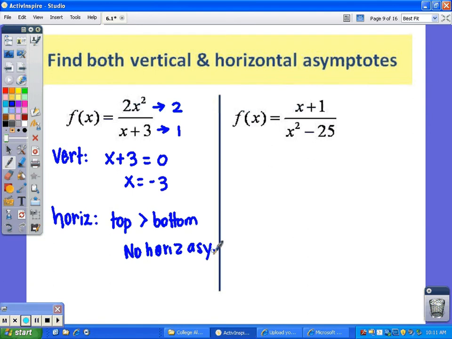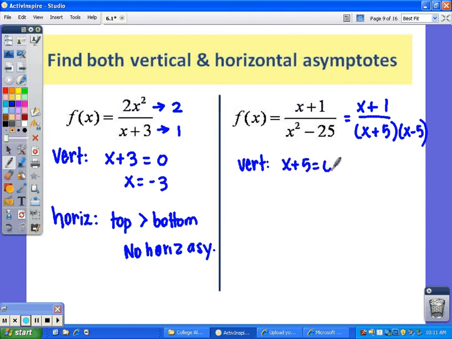On this next one, the denominator can factor as x plus 5, x minus 5, but nothing will cancel. So to find our vertical asymptote, we can take each factor, set it equal to 0, and solve. So we get 2 vertical asymptotes at -5 and at 5.